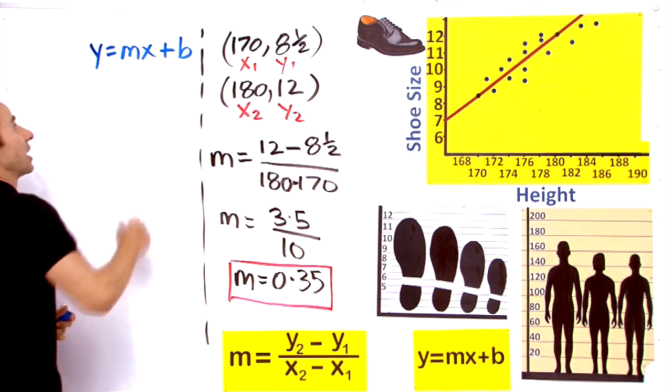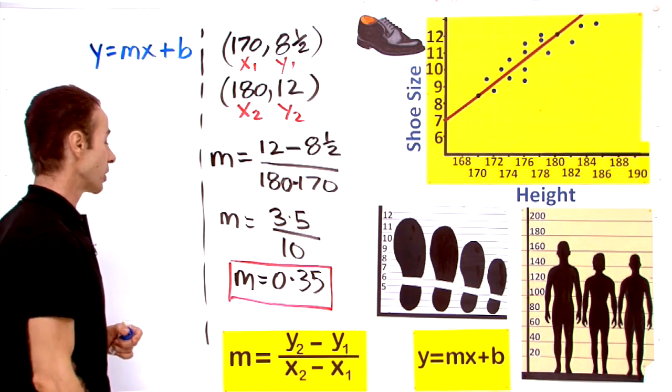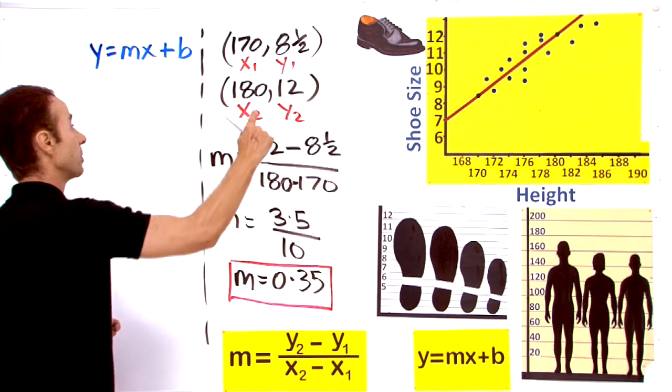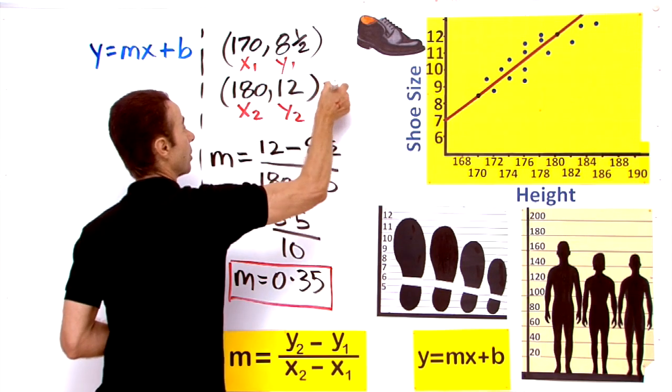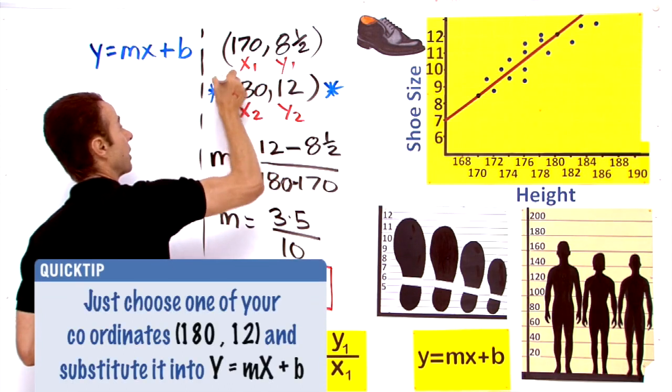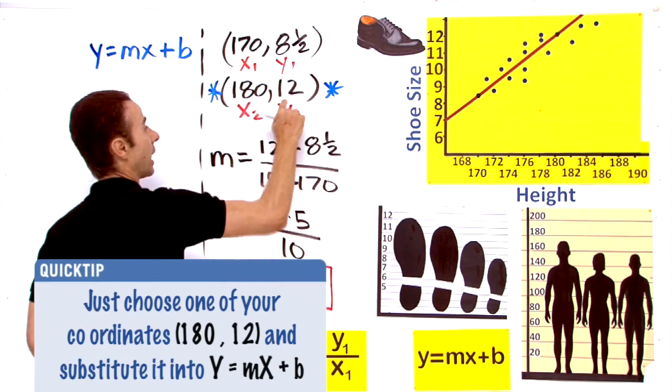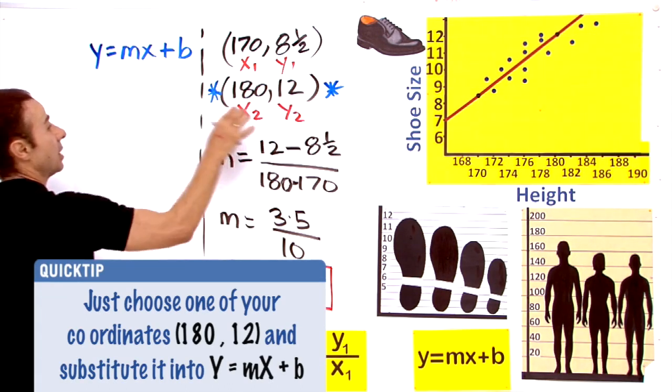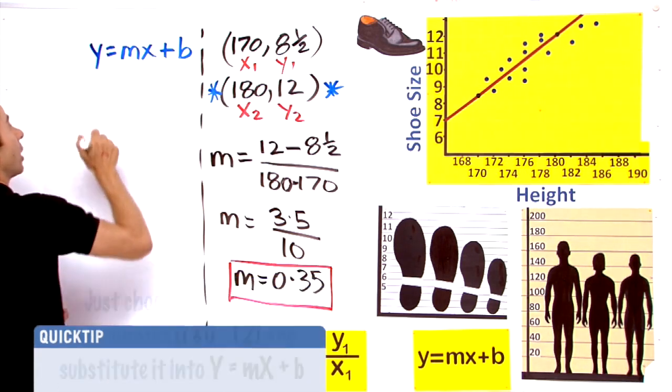We're after b, that's the unknown. Let's substitute one of the points. So one of the points I'd like to use would be this one here. So let's pick this one. You can pick any one. We're going to pick that one right there. 180 for x and 12 for y. So let's put them in there. I'm going to drag and drop the 12 for the y there.